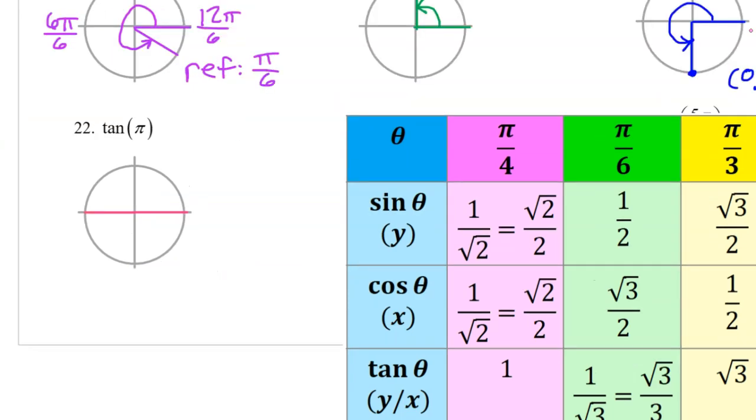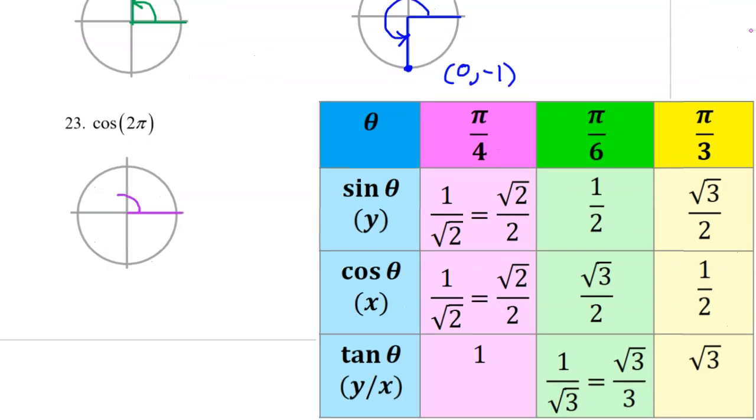Tangent is the slope of the terminal side, and pi radians falls right here at the semicircle. That means the terminal side is horizontal. So automatically we can see that the slope is 0, so the tangent is 0.